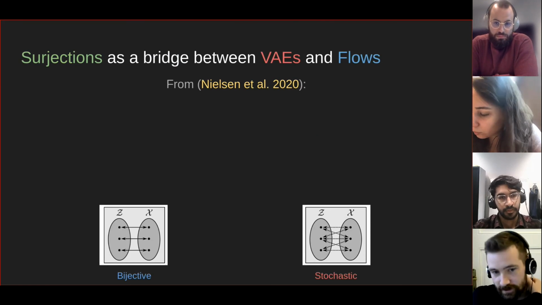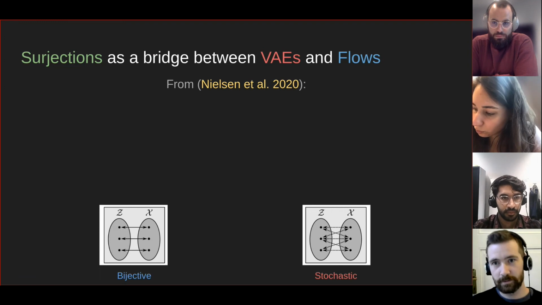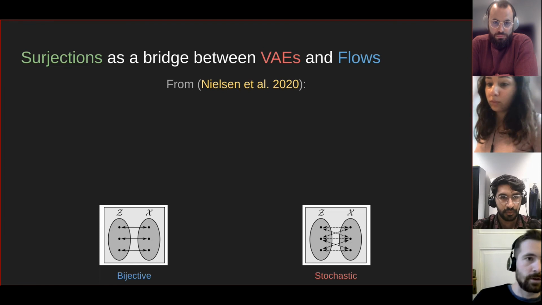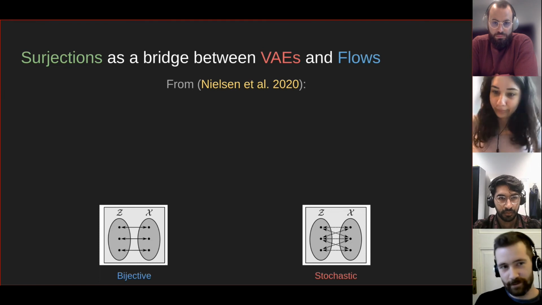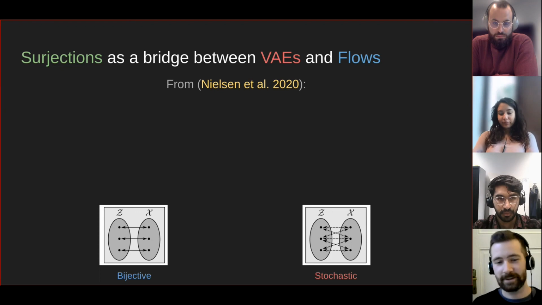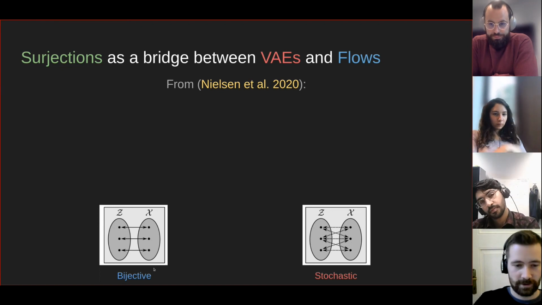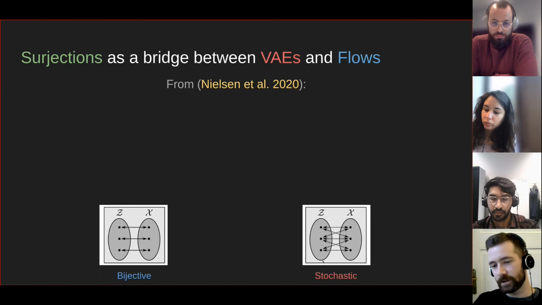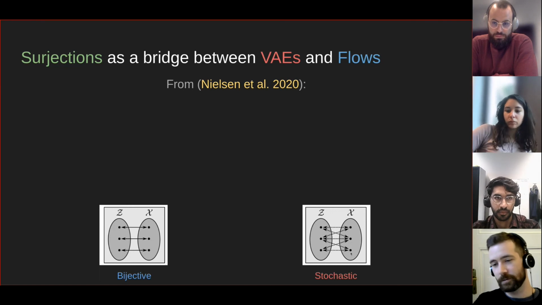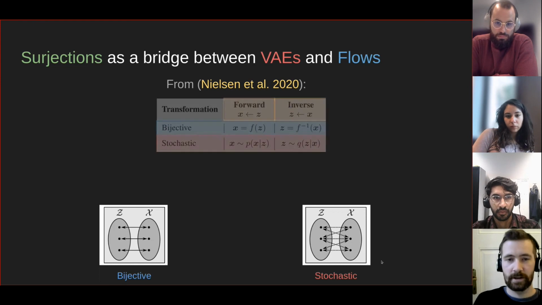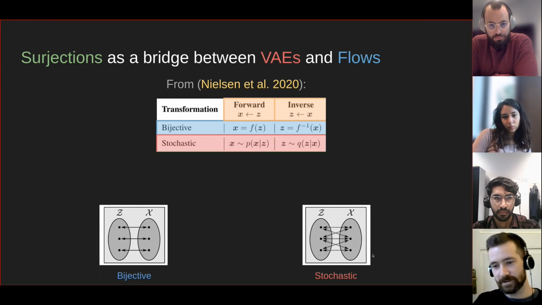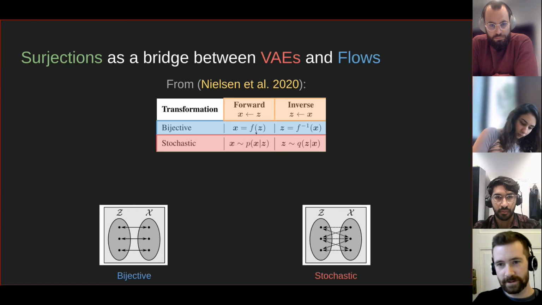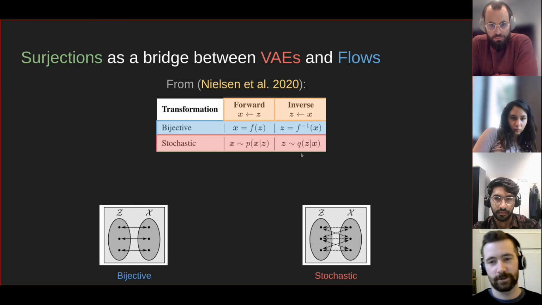It was introduced in this 2020 paper at NeurIPS last year, where we show that surjective mappings are somewhere in between VAEs and flows. On one side, you have bijective mappings, where every point in Z maps to one point in X and vice versa. With stochastic transformations, any point in Z can map probabilistically to some point in X and vice versa. And so stochastic transformations are essentially like VAEs. The forward and inverse transformations for a flow are F and F inverse. For a stochastic transformation, it's P, the decoder, and the inverse is Q, the encoder.